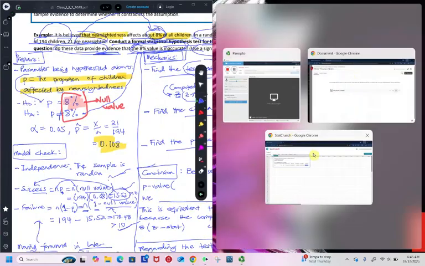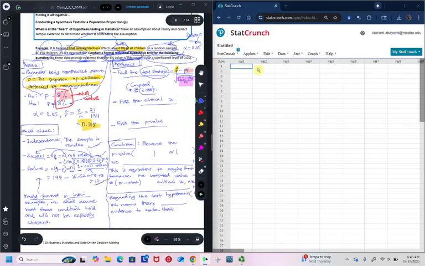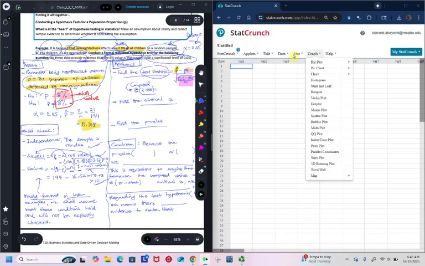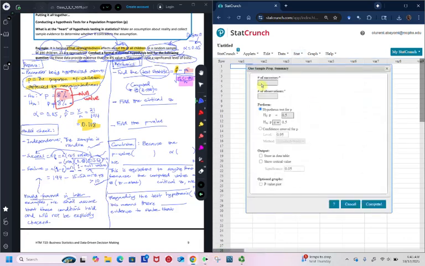Let's find these values. You go to Stat, go to Proportions, One sample, With summary, click on that. And then what is the number of successes? That is 21 out of 194. Click on hypothesis test for p. What is the null value? Our null value here is 0.08. This will immediately update.